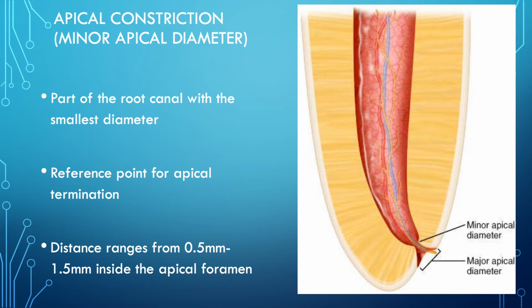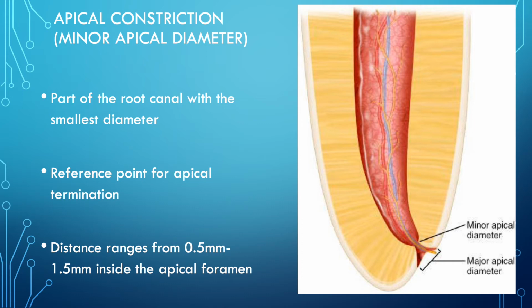Coming to the apical constriction, which is known as the minor apical diameter, Kutler described the anatomy of the root apex as the narrowest diameter of the canal from the tooth, but usually occurs within the dentin just prior to the initial layer of cementum. This position is known as the minor diameter, which is also called the apical constriction.